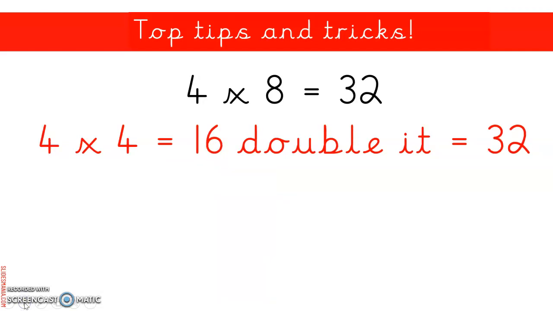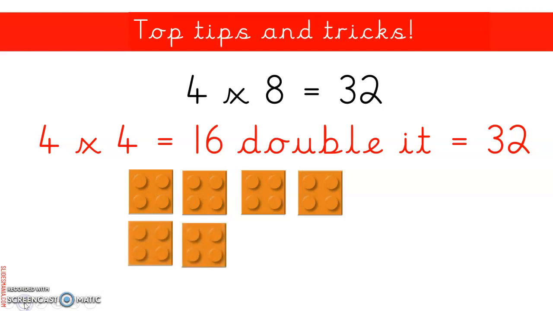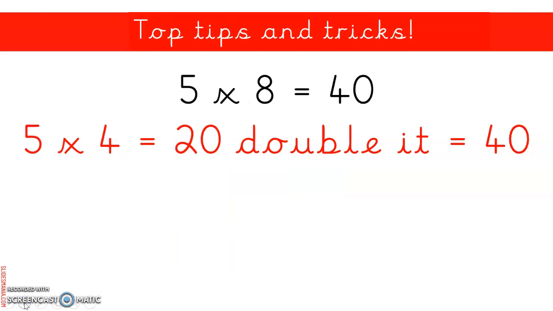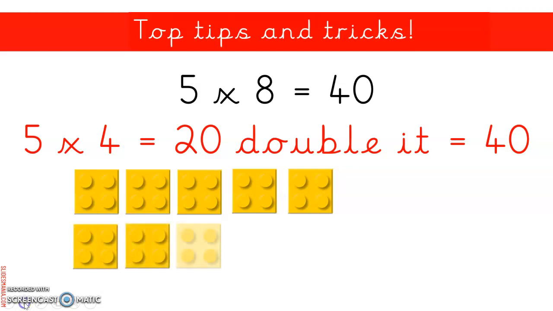4 times 8. Well, 4 times 4, there they are, is 16. All we need to do is double it to find 4 times 8. Double 16 is 32. Great job. 5 times 8. I know my 5 times 4. There's my 5 lots of 4. Double it to find 5 lots of 8. It's 40. What a great trick. Shh, don't tell anyone though.